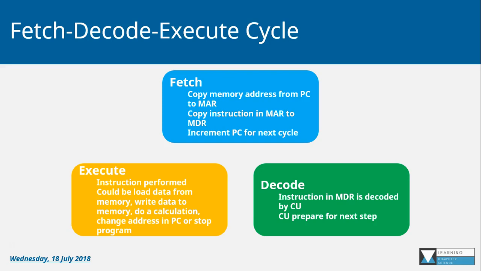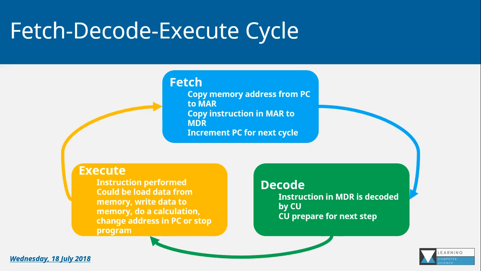So this cycle follows through each stage, and it keeps going round and round until eventually there are no more instructions or data and the CPU is not needed, or the program is stopped, or the computer is switched off. It will just continuously cycle through this fetch, decode, execute cycle.